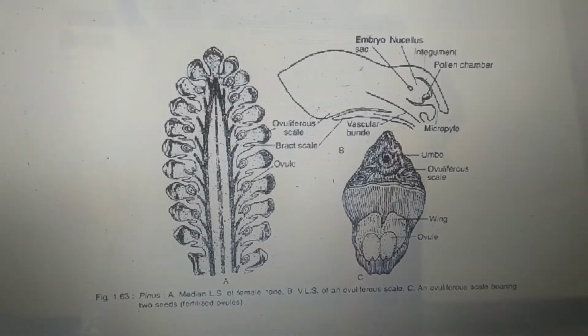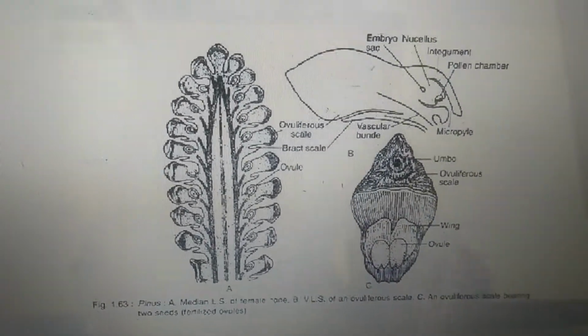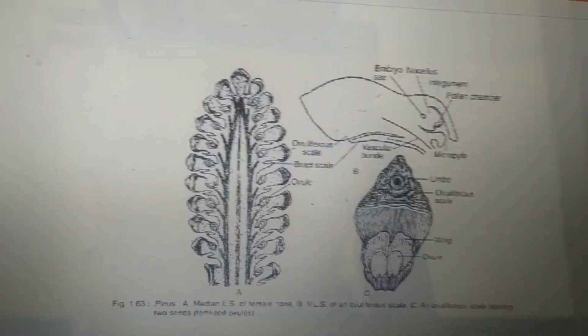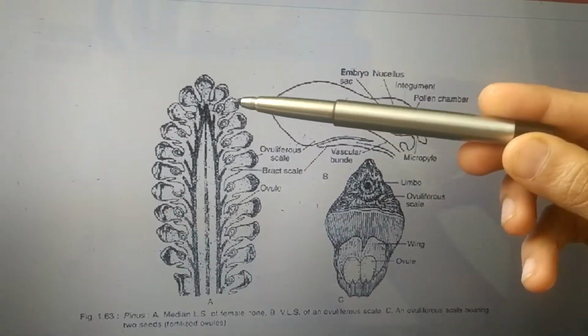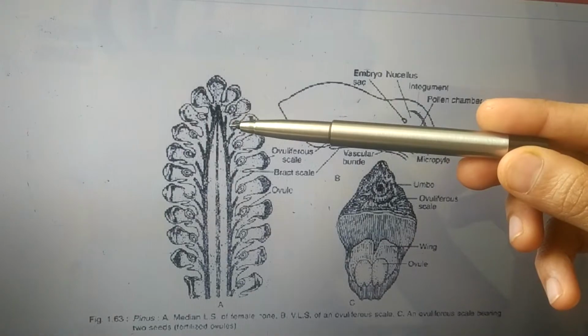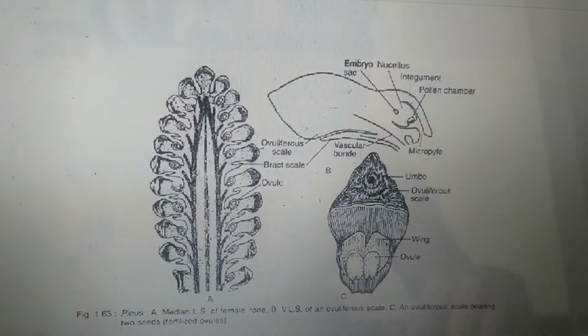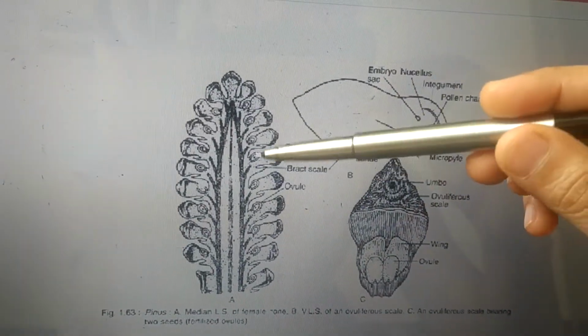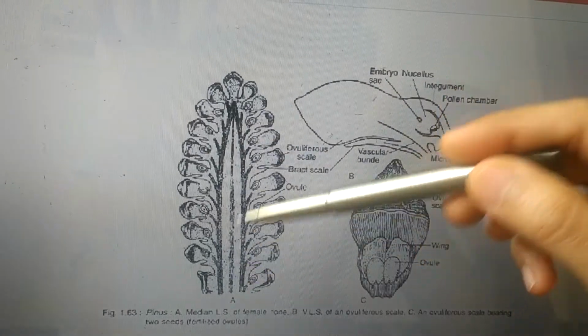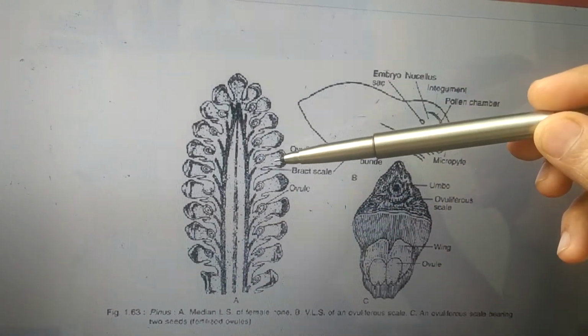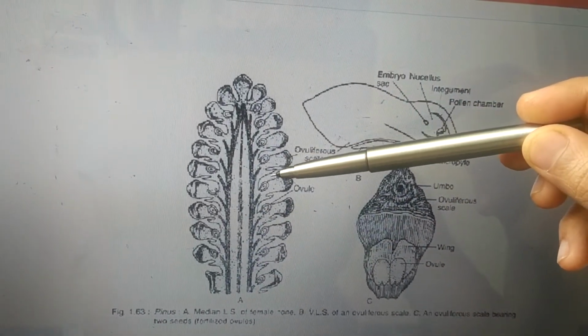In this part, we'll be discussing megasporogenesis, that is the development of megaspores. This picture is clear to us. It is nothing but a longitudinal section of the female cone, where it shows the number of megasporophylls present on either side of the central axis. Each megasporophyll usually contains two types of scale, that is ovuliferous followed by this bract scale.